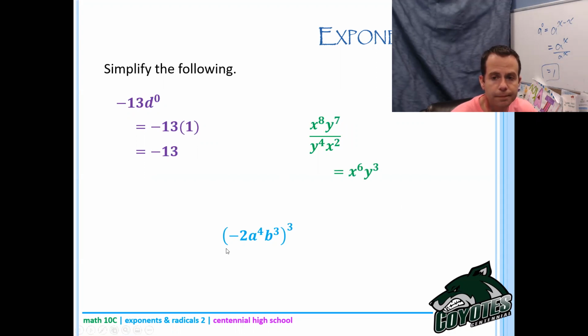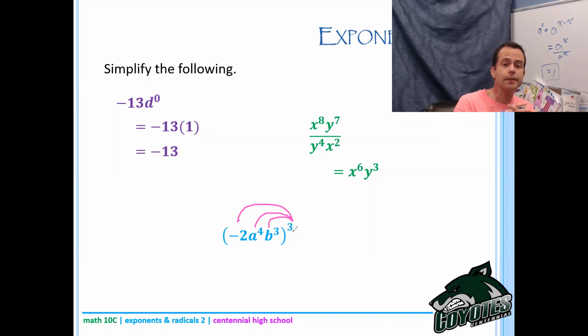And then this guy, the exponent that I see on the outside, this 3, will apply to the negative 2. It applies to the a to the 4, and it applies to the b to the 3. Now, what happens is I get a lot of kids who will say, okay, a to the 4 to the 3 is a to the 12. I'm going to multiply that together. That's great. And b to the 3 to the 3 is b to the 9. I'm going to multiply that together.